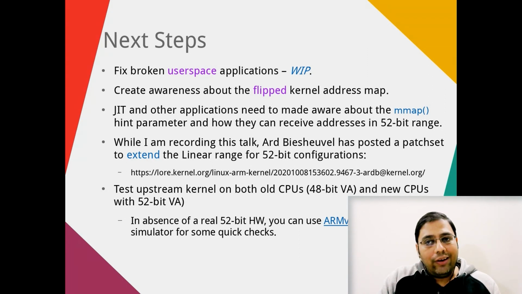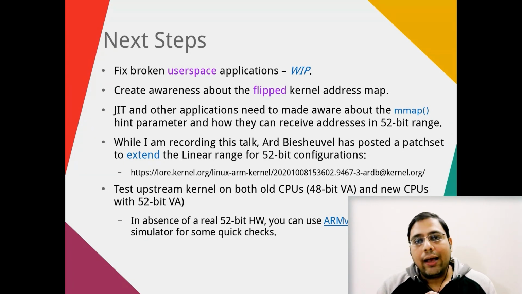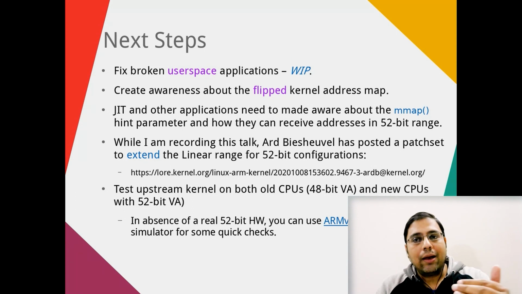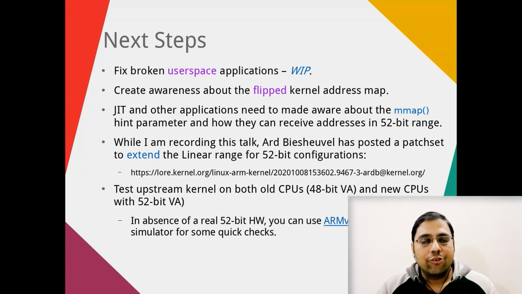Also, newer or willing application owners can give the 52-bit addressing a try. For that they need to invoke the mmap call with a specific hint to make the kernel return them an address that is in the 52-bit range. And the next is expect more kernel changes around this feature in the near future. While I'm recording this talk, I already see that ARM has merged a patch set that extends the direct linear map range for the 52-bit configurations.